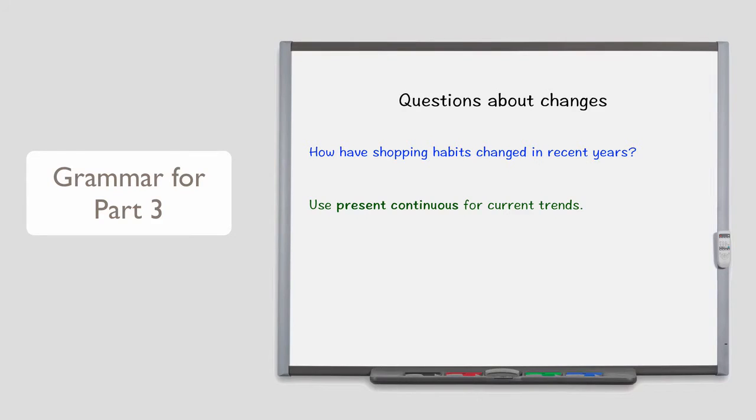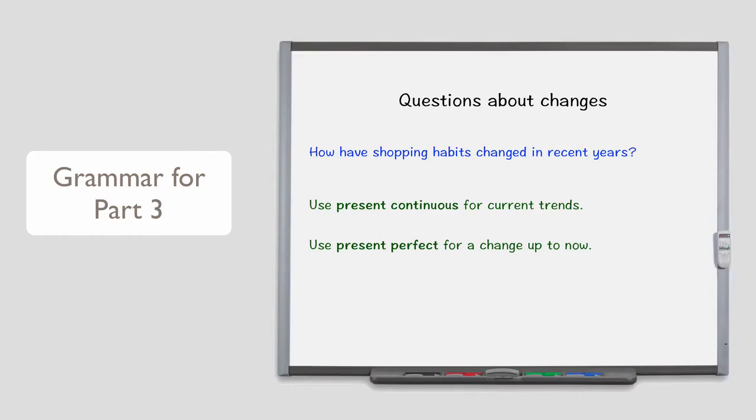If you want to say how a situation has changed over time, up to the present moment, use the present perfect. I think people's shopping habits have changed dramatically in recent years. If you want to talk about something that people did regularly in the past but not today, use used to or didn't used to. I think people didn't used to shop very much in the past.